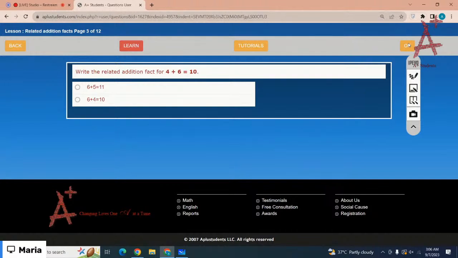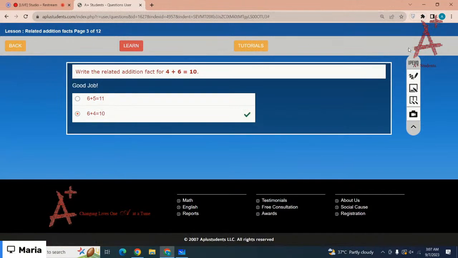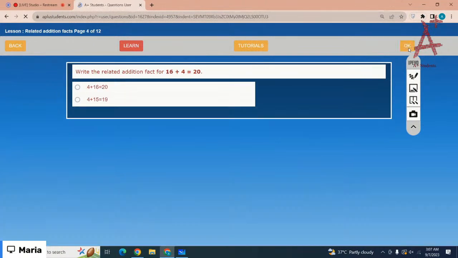Write the related addition fact for 4 plus 6 equals 10. So which is the correct option? Option 1 or option 2? Yes, that would be option number 2. The numbers must be the same, but their position is changed. Either you do 4 plus 6 or you do 6 plus 4. They both have the answer, 10.